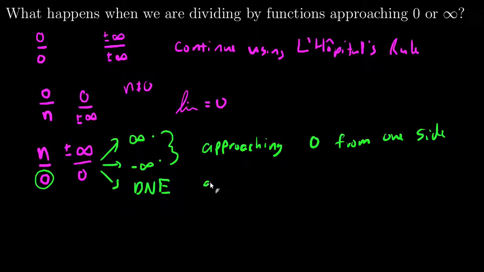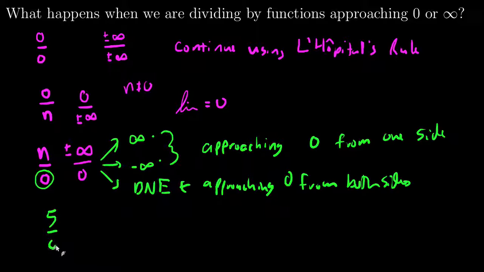However, if I'm approaching 0 from both sides, then I'll get a DNE, because let's just consider if I had 5 divided by this 0. As I approach from the negative side, this will be going to negative infinity. And as I approach from the positive side, this will go to positive infinity. So if I'm approaching 0 from both sides, then I get a DNE case.